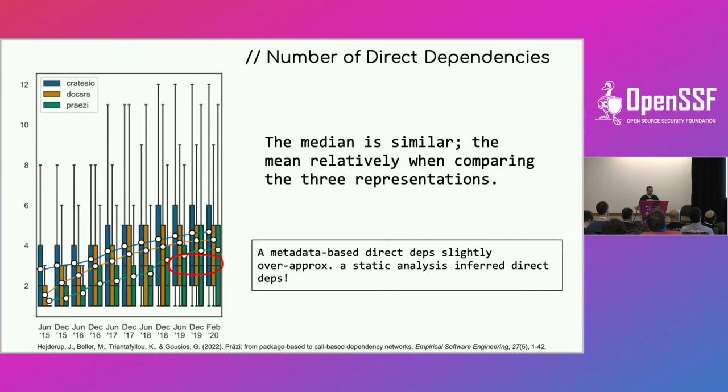Of course, from earlier snapshots, like from 2015 and 2018 of the Rust ecosystem, there's a lot of differences between the number of dependencies. But if you look at the recent snapshots, and if we zoom into the median here, we can see that on average they relatively approximate each other.